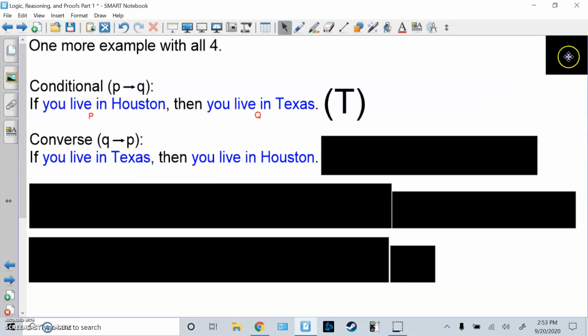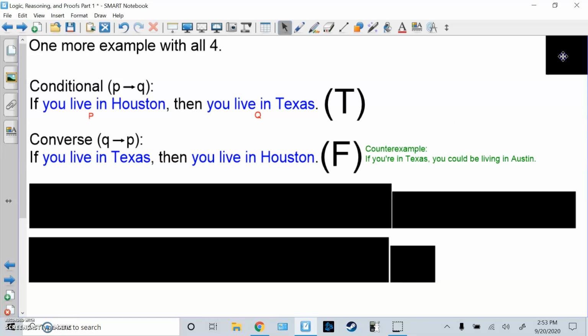Let's try the converse. I'm just going to switch the order. So if you live in Texas, then you live in Houston. So all you know is you're in Texas. Does that guarantee you're in Houston? The answer is no, that's false. You could be in Austin. So if you're in Texas, you could be living in Austin.